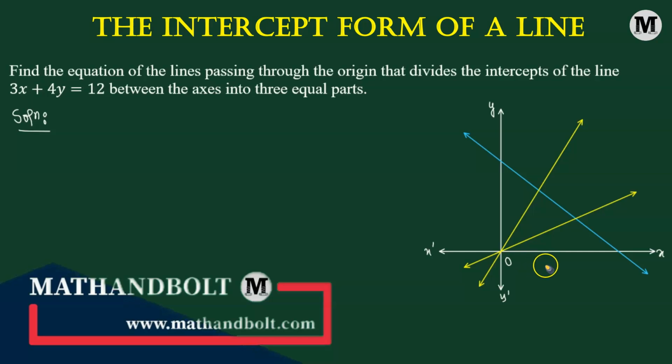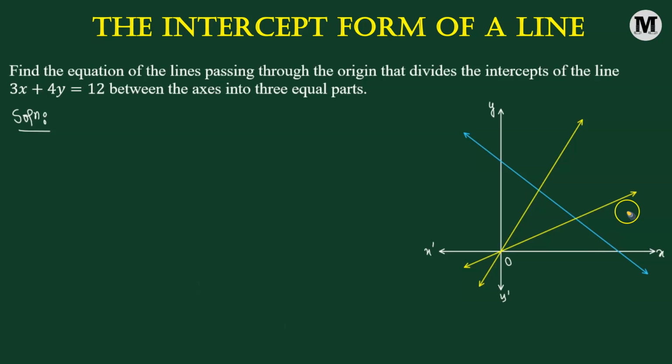So here we have the xy coordinate plane. Then we have three lines here. The blue line here, let's represent it as L1. So this is the line whose equation is given to us. That's 3x plus 4y equals to 12. Now, before coming to the other two lines, let's try to understand this line.